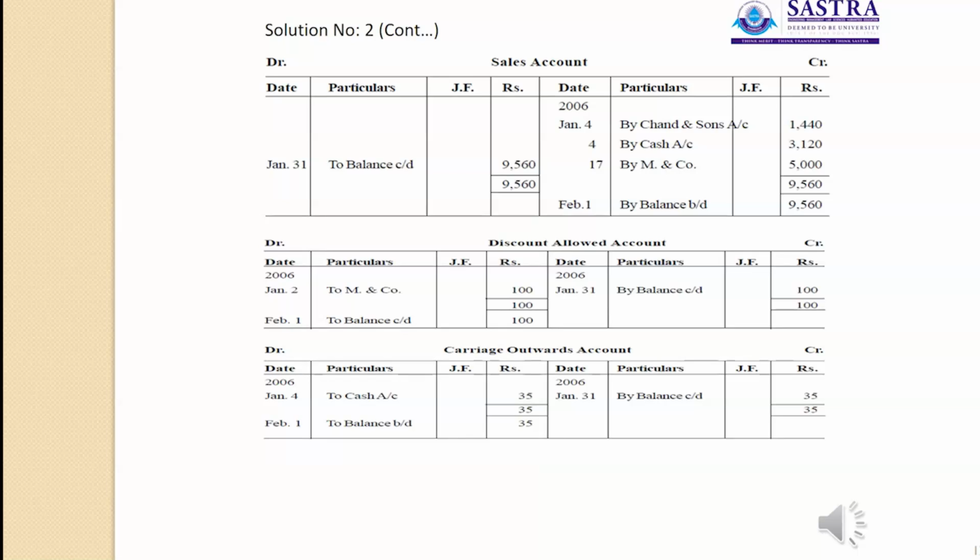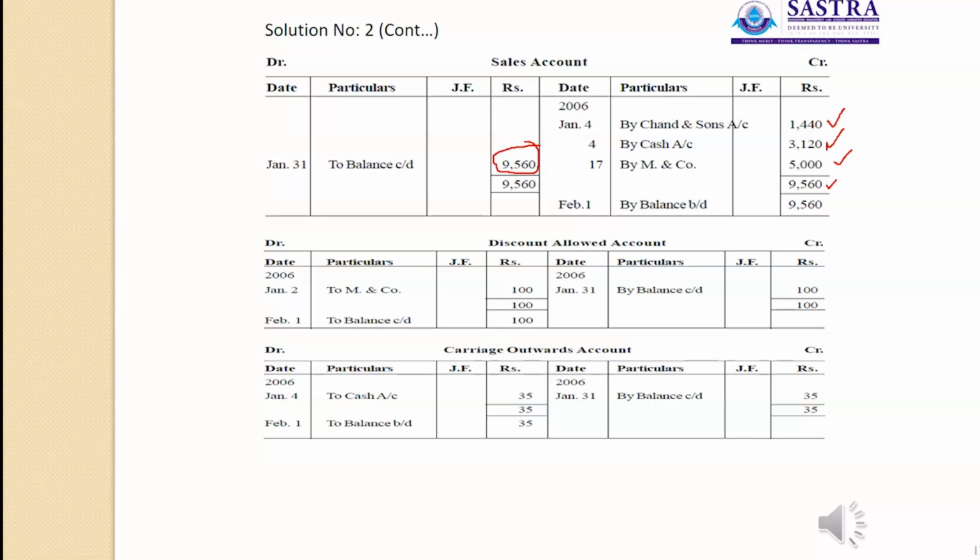The next account is sales account. January 4th, by Chairman Sons, rupees 1,440. 4th, by cash account, 3,120. 17th, by MN company, 5,000. So the total is 9,560.